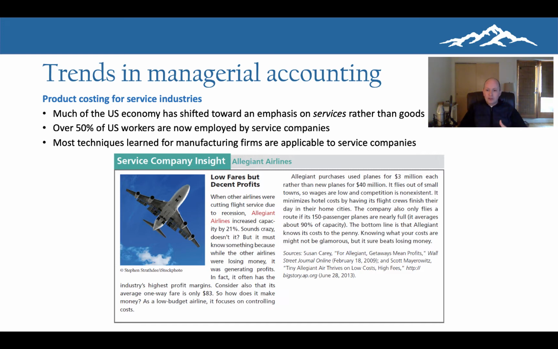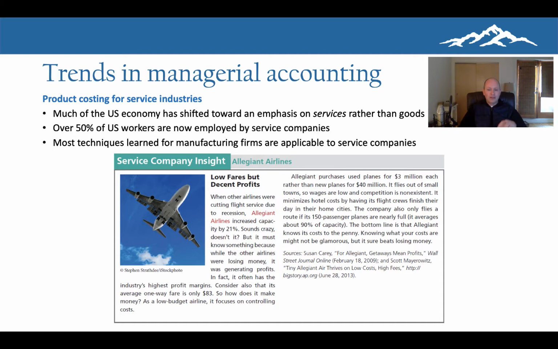It purchases used planes. It says here $3 million instead of $40 million. It flies out of small towns, so they can pay people less. There's less competition. They minimize hotel costs. They have their flight crews go home at night when they can instead of keeping them in airports. And if a route is less than 90% full very long, Allegiant's going to drop it.